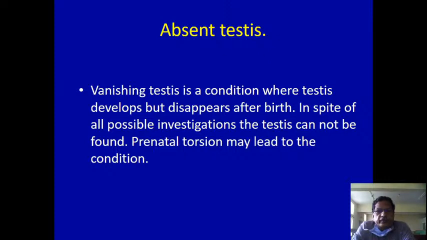The reason for vanishing testis could be prenatal torsion. Before the baby is born, there can be torsion of the testis, which is arrested at its descent above, and then this torsion robs the testis of its blood supply, and it may silently atrophy or necrose and disappear during the developmental period itself. That is one of the reasons proposed for the vanishing testis. Otherwise, agenesis of the testis is very, very rare.